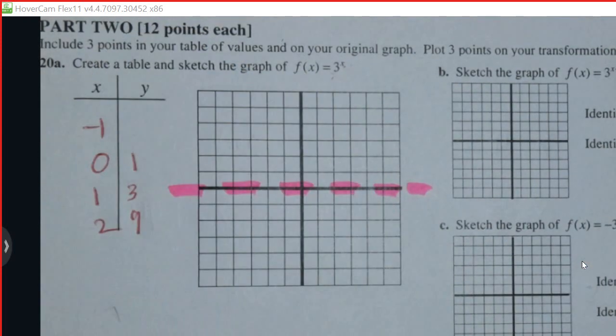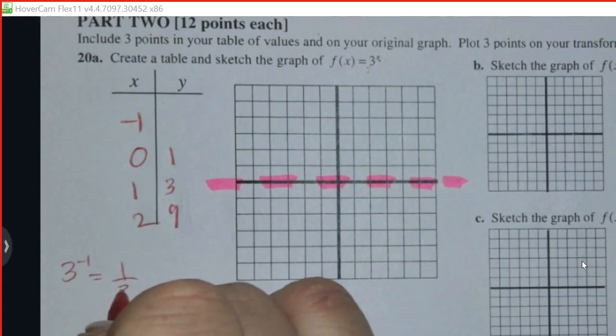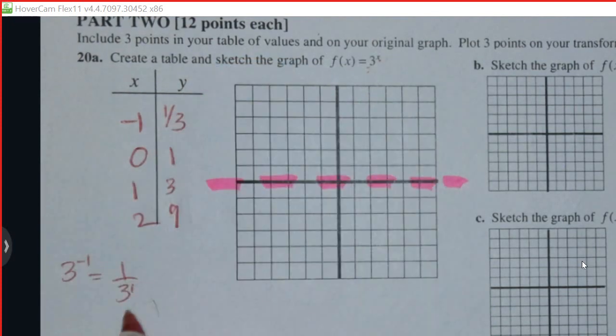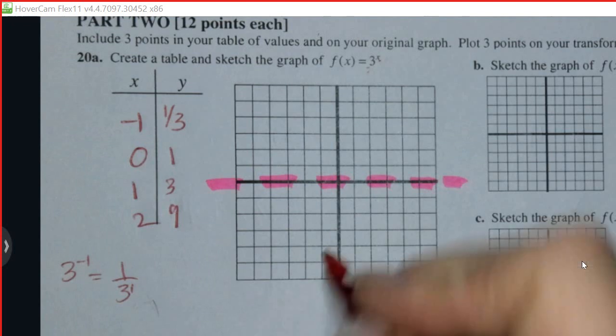Let's go back and plug in -1. 3 to the -1. Now, a lot of people like to see that. We can see that's not happy. It moves to the bottom. Now it's happy, and I end up with 1/3. That's 1 over 3 to the first. So I have 4 points here. Let's go ahead and graph those.